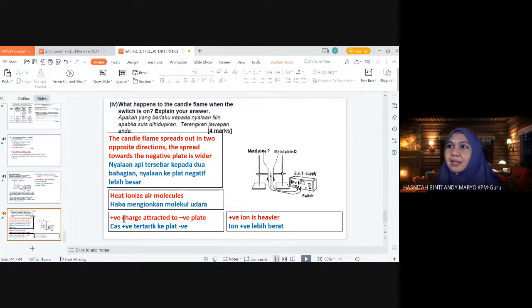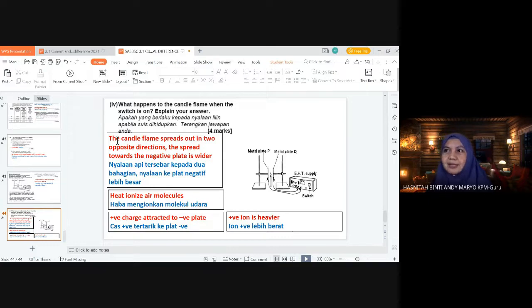And then second, the positive and negative ions or charges are attracted to the negative and positive plates. Vice versa, positive charge is attracted to the negative plate, or you can say negative charge is attracted to the positive plate. So that is the second mark. First, the flame or the heat ionizes the air molecule into positive and negative charges. Second, the positive charges are attracted to the negative plate, or the negative charges are attracted to the positive plate.